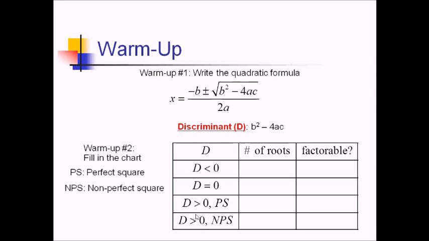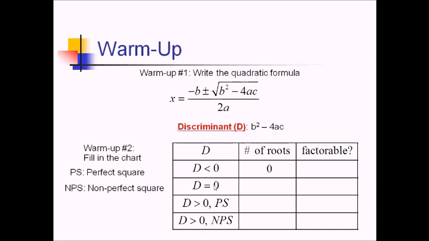So based on this, see if you can figure out how many roots a quadratic equation in this situation would have, and whether such a quadratic equation would be factorable. Pause the video and give it a shot. All right, let's see if we can agree on something. Number of roots. If you have a negative discriminant, that means you're going to be taking the square root of a negative number, which means you're not going to get any real roots.